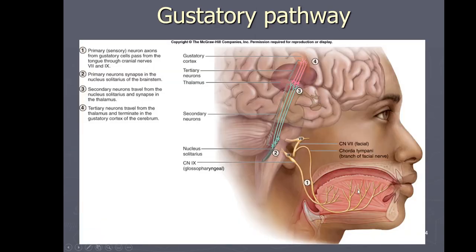And then the gustatory pathway, you can see cranial nerve 9 and cranial nerve 7 conduct taste from different parts of the tongue, like we talked about with the cranial nerves. For different parts of the tongue, we have these 2 different cranial nerves that help transmit the sensations of taste.